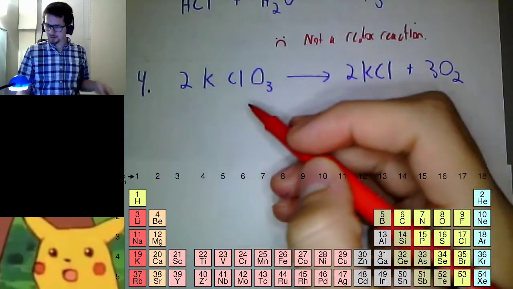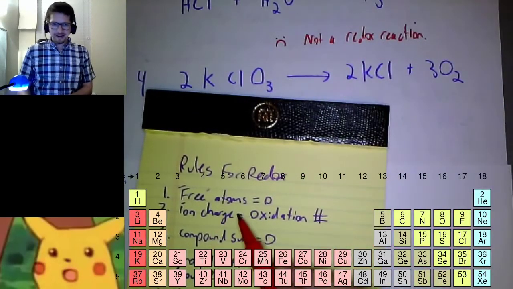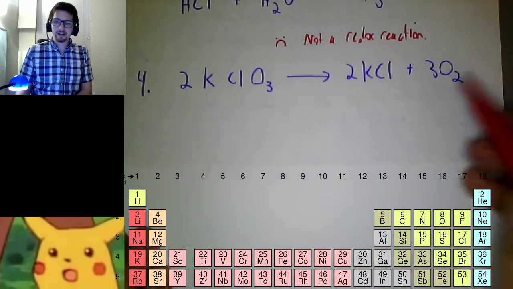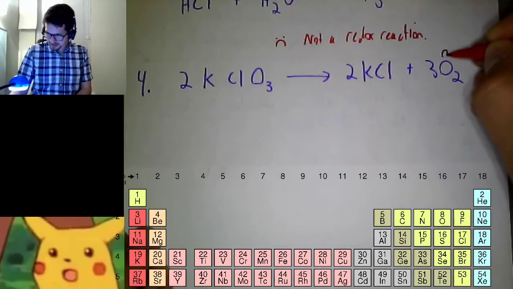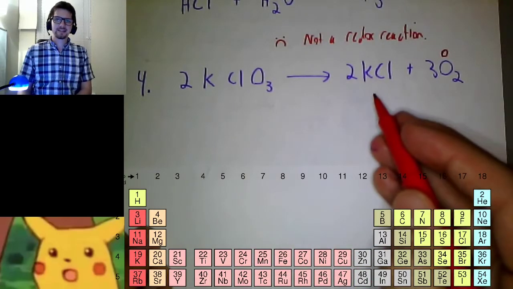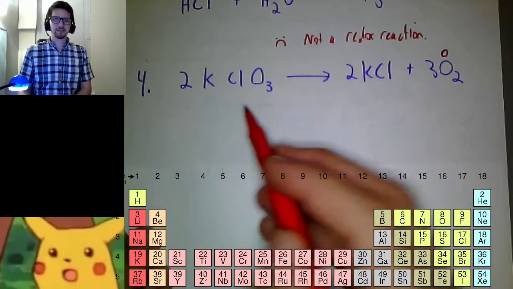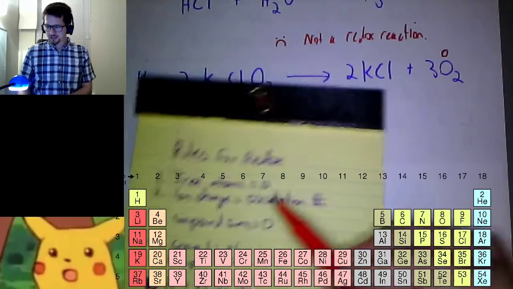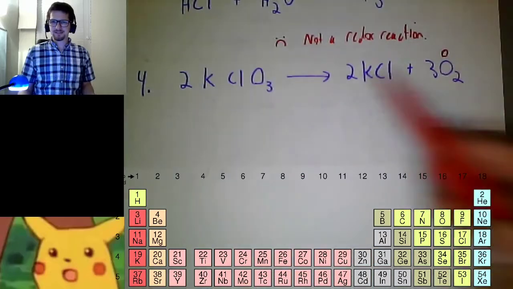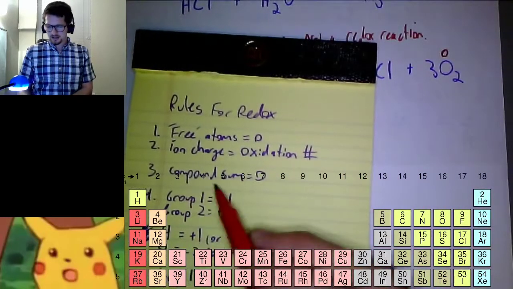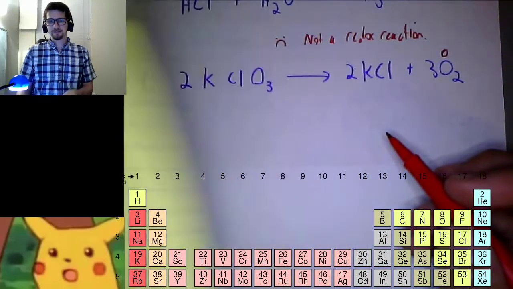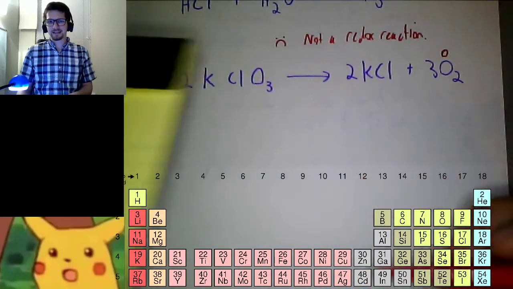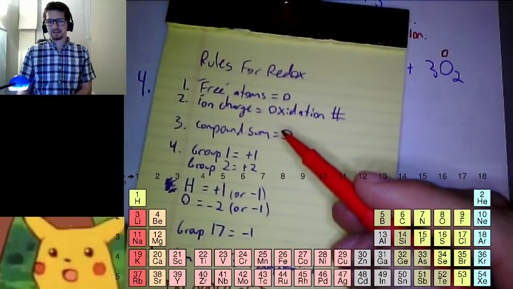So, let's go through my rules. Free atoms are going to be 0. Do I have any free atoms? Hey look, an O2 without a charge. That's going to be 0. That's not free, that's a group, okay. No, nothing I can do here. Number 2, ion charge. Do I have any floating negatives or positives? Nope. Compound sum is going to equal 0. That's not going to help me yet. We'll keep that in our back pocket, though.